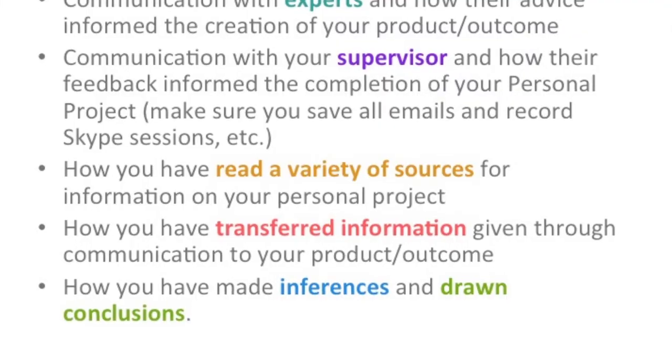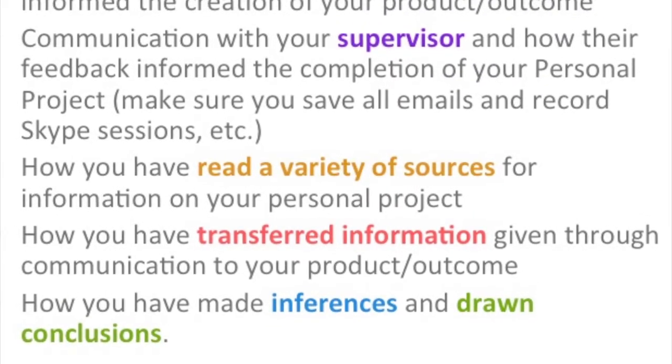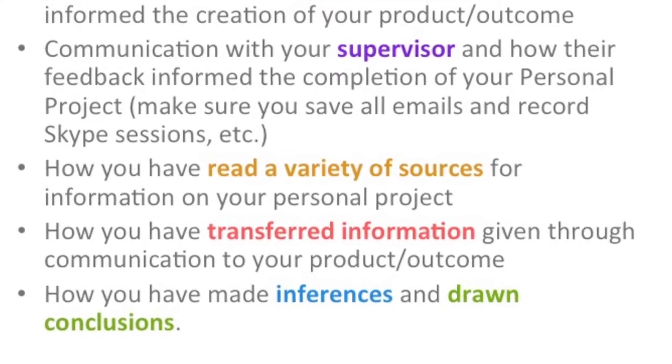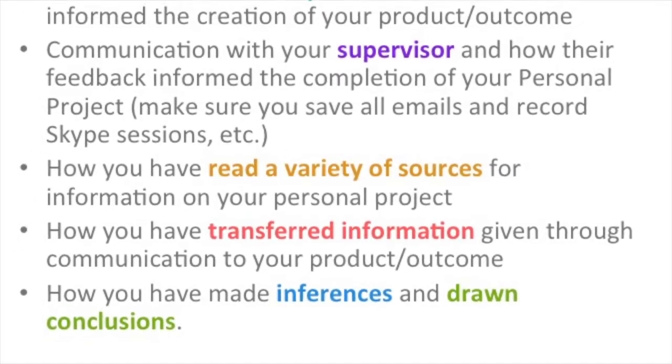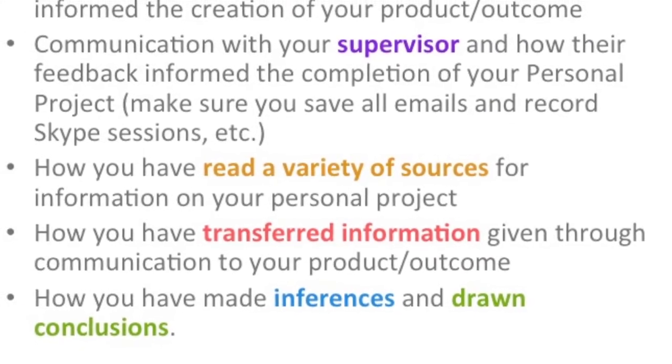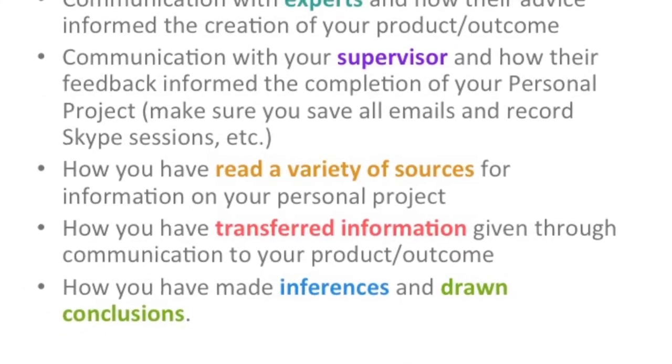Step 3. Demonstrate communication and social skills. As you progress through creating your product or outcome, ensure you document the following in your process journal. This documentation will greatly help you write your personal project report. Communication with experts and how their advice informed the creation of your product or outcome. Communication with supervisors, how their feedback informed the completion of your personal project. Make sure you save all emails and record all Skype sessions, etc.